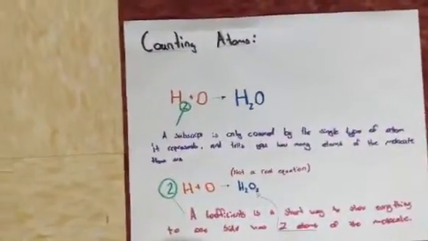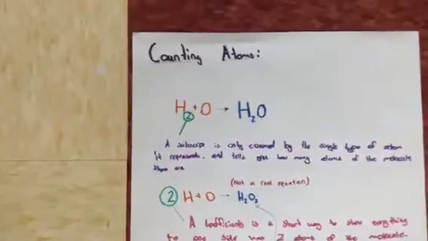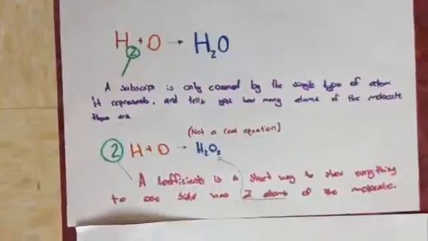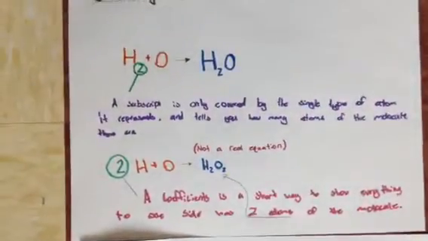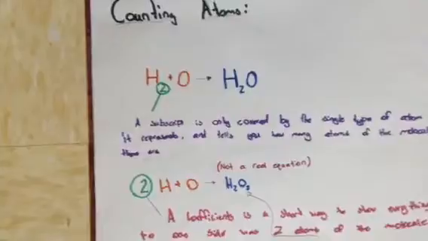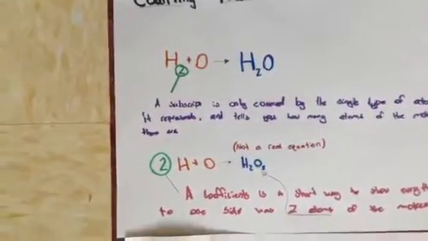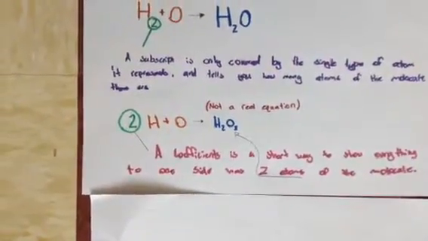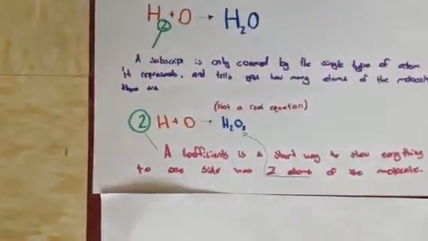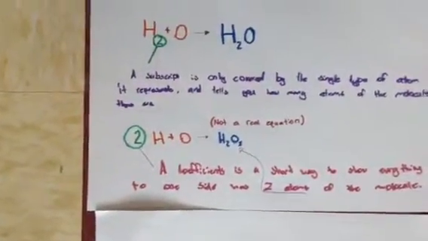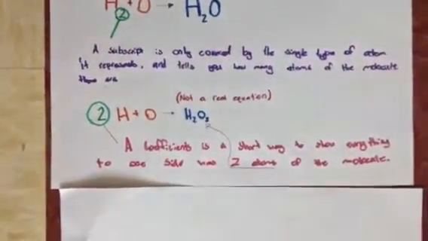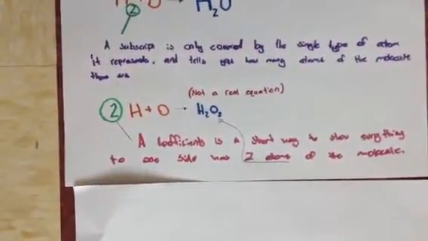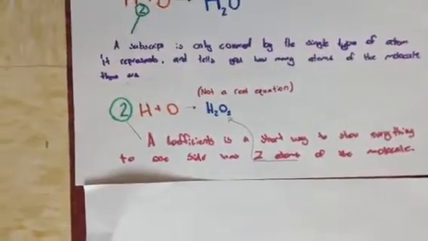Counting atoms. When you have something like H2 plus O equals H2O, a subscript, which is the first green circle, is only covered by the single type of atom it represents and tells you how many atoms of the molecule there are. Over here, this is not a real equation, but I just kind of used it, is a coefficient of 2H plus O reacts to make H2O2. That's probably not a real equation. The coefficient, which is the green, is a shorthand way to show that one side has two atoms of the molecules.